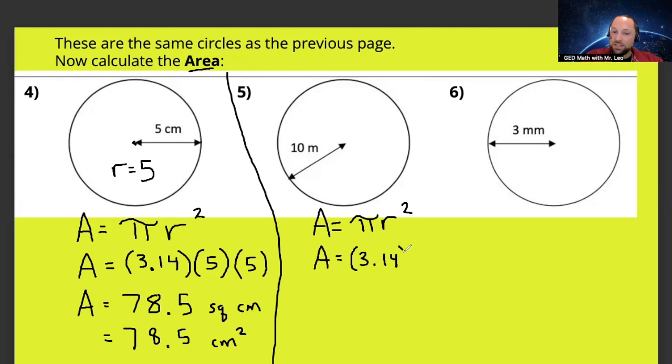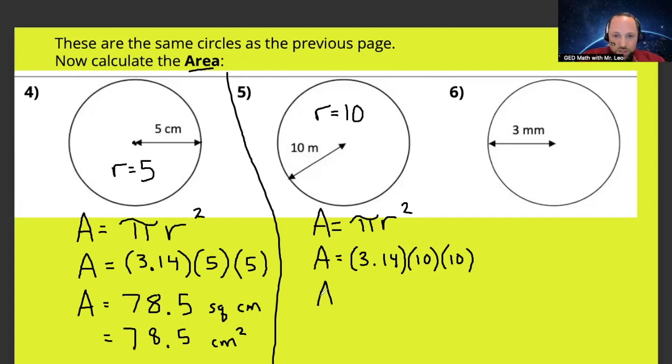Now we have radius squared. Do we know the radius? Yes, we do. It's this 10 right here. I'm going to label that for myself just to be real clear. R equals 10. So it's going to be 10 times another 10. 2 instances of 10 because of the radius squared, the second power. We can type this into the calculator now. 3.14 times 10 times 10. I'm getting 314. You with me?